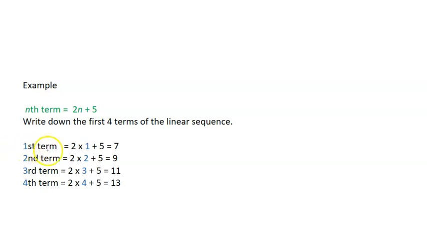So for the first term, you need to take this formula, and if it's the first term, you replace the n with 1. So you really do need to use substitution here. If it's the first term, you put the 1 in that spot where n was, okay? And then you work it out. So the first term would be 7. Second term would be 9, third and fourth there, okay?